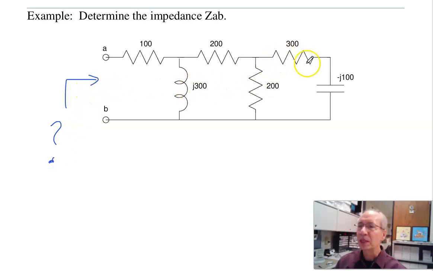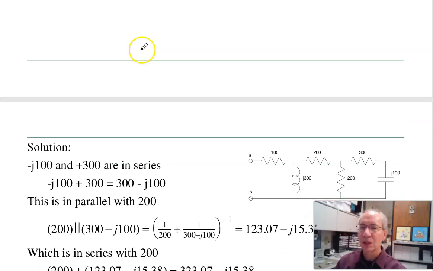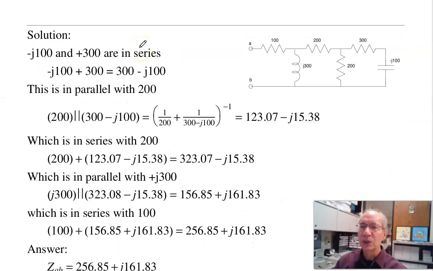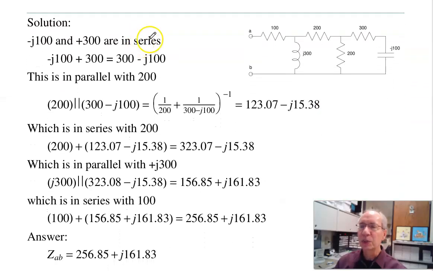Well, that's going to be these two in series. This is 300 minus J100. Those add. These add in parallel, in series, parallel, series. Just like we did at DC, series and parallel still works, only now using complex numbers. So here's one way to do it.